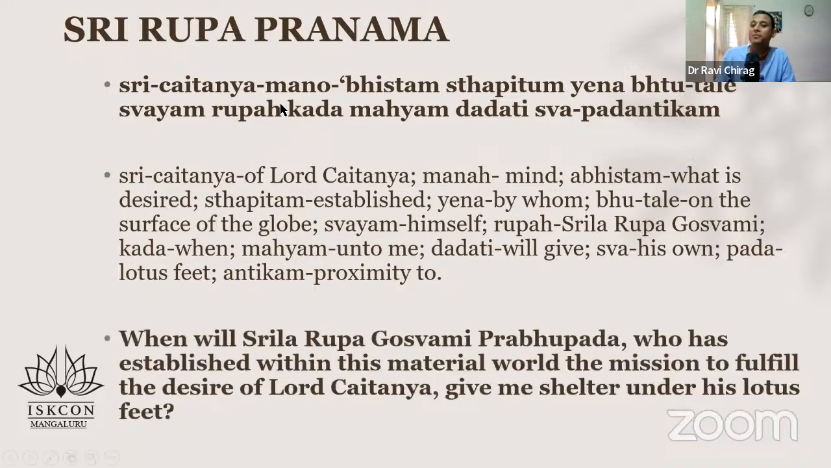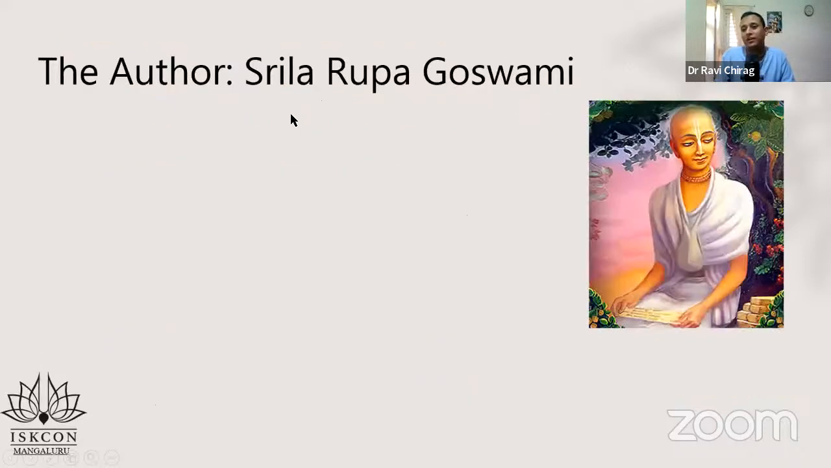Sri Chaitanya Mano Abhishtam Sthapitam Yena Bhutale Swayam Rupa means Rupa Goswami. Kadamahyam Dadati Swapadam: when will he provide me shelter upon his lotus feet? When will Sri Rupa Goswami Prabhupada, who has established within this material world the mission to fulfill the desire of Lord Chaitanya, give me shelter under his lotus feet? So that was the Srila Rupa Goswami Pranam Mantra. Who was Srila Rupa Goswami? The author of the Nectar of Devotion and Nectar of Instruction.